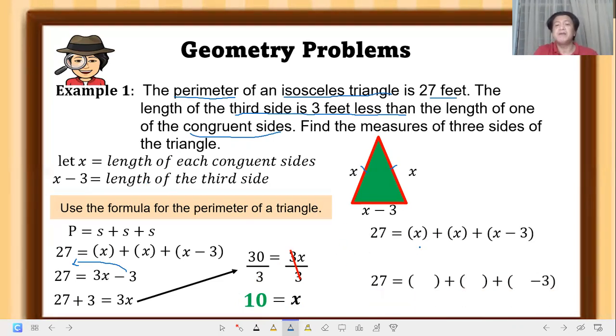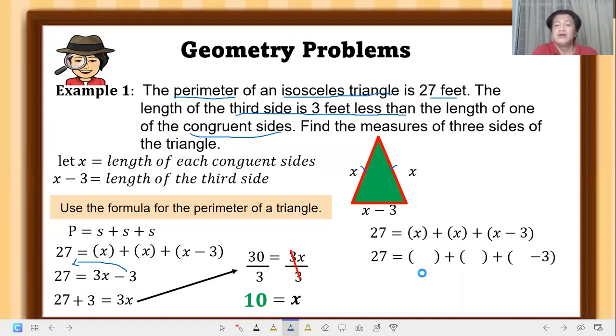Yung x natin dyan, papalitan lang natin ng 10. Okay, kailangan mag-equal siya doon sa perimeter which is 27. Okay, then copy natin. Then dito, what is 10 minus 3? That is 7. Pag in-add ba natin yung 10 plus 7, are they equal? 27? Yes. So since nag-equal yan, meaning to say the value of x is 10 is correct.